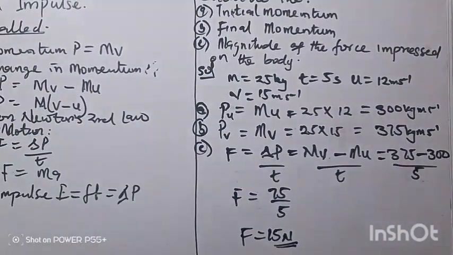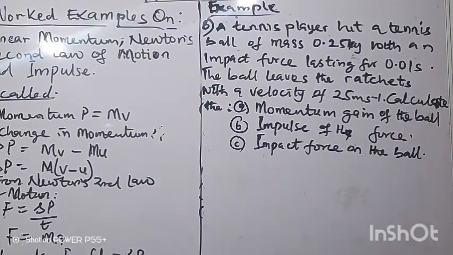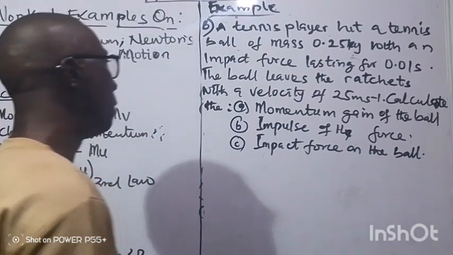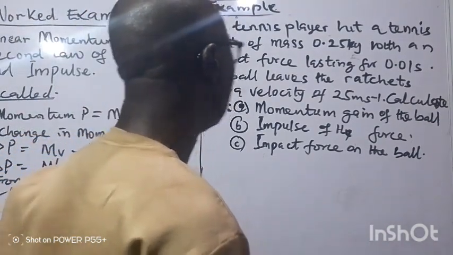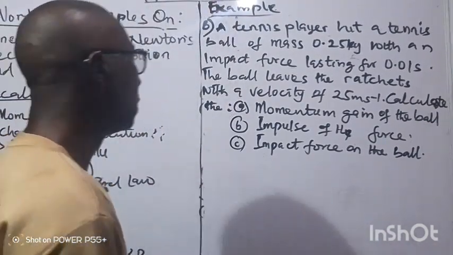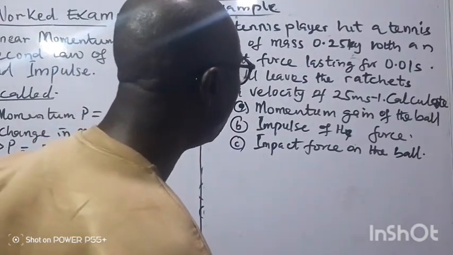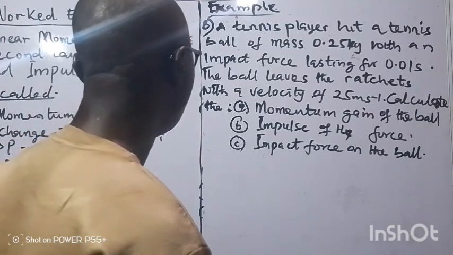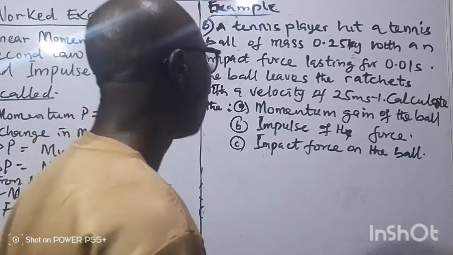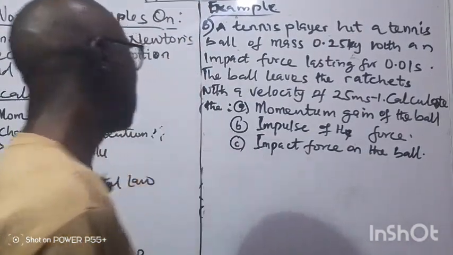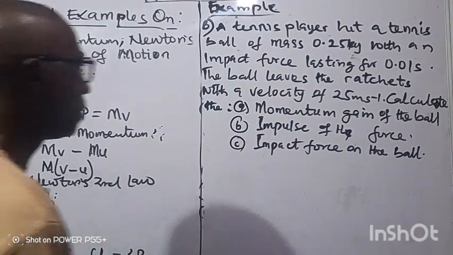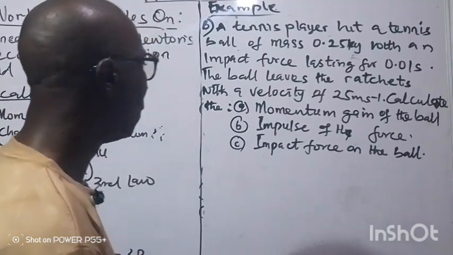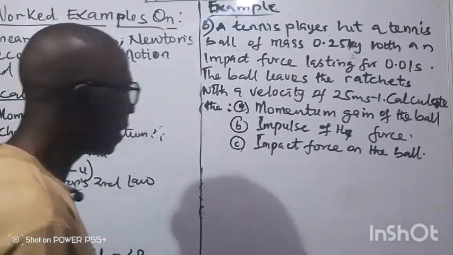Let's take this one as example 6. A tennis player hit a tennis ball of mass 0.25 kg with an impact force lasting for 0.01 seconds. The ball leaves the racket with a velocity of 25 meters per second. Calculate A, momentum gain of the ball, B, impulse of the force, C, impact force on the ball.